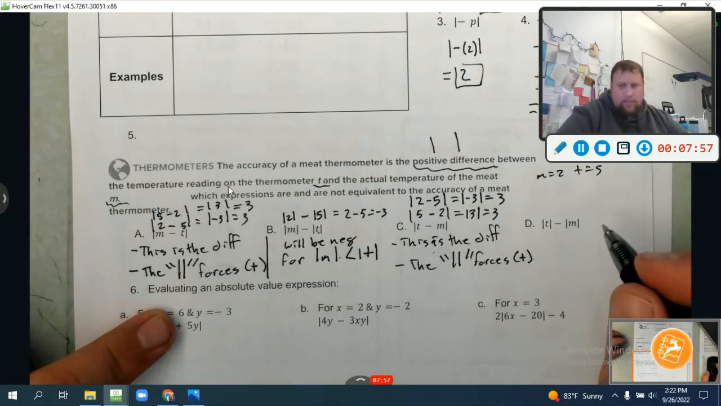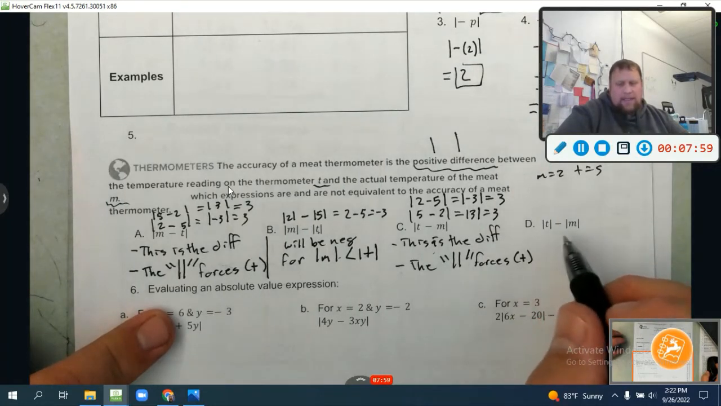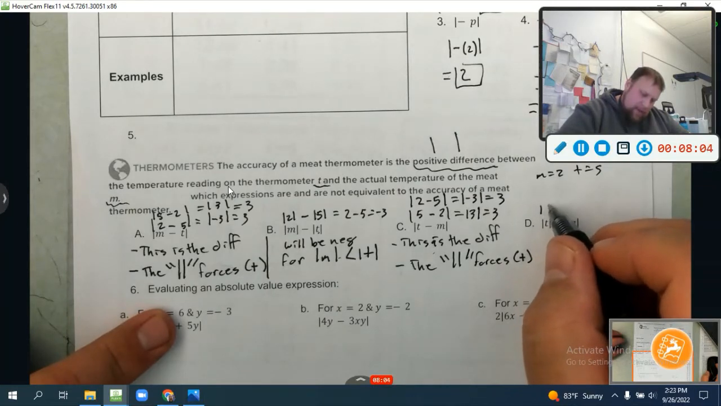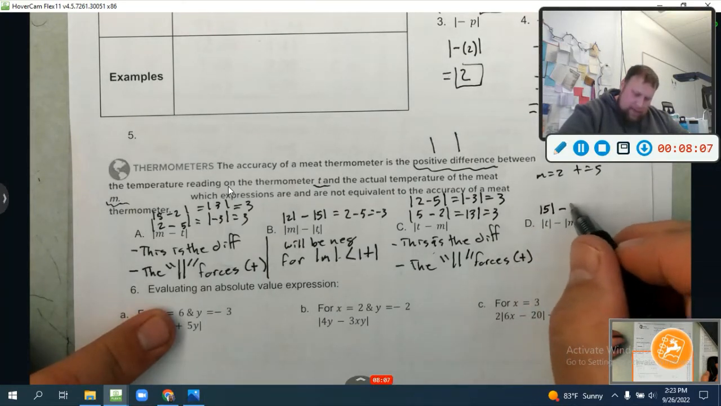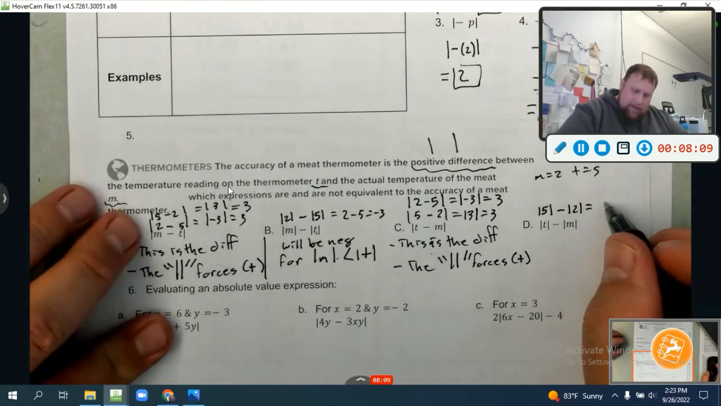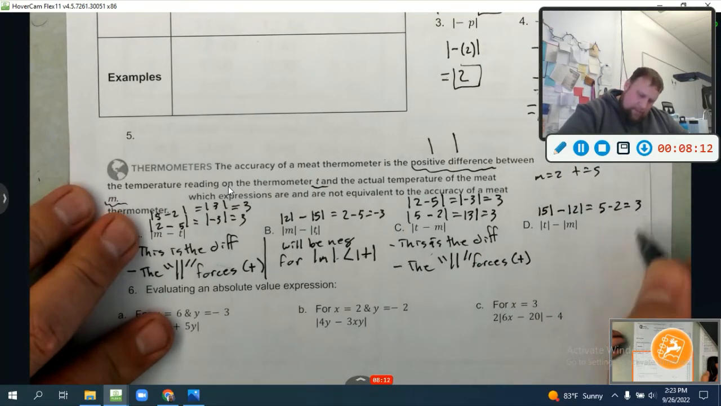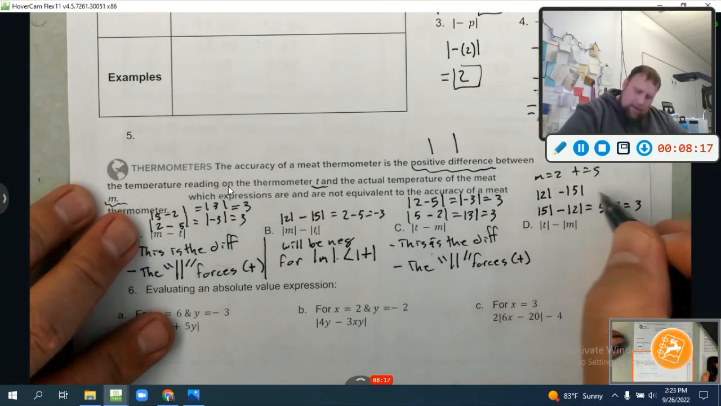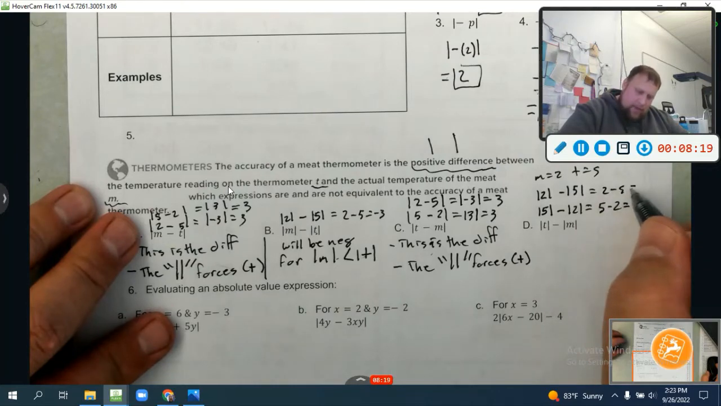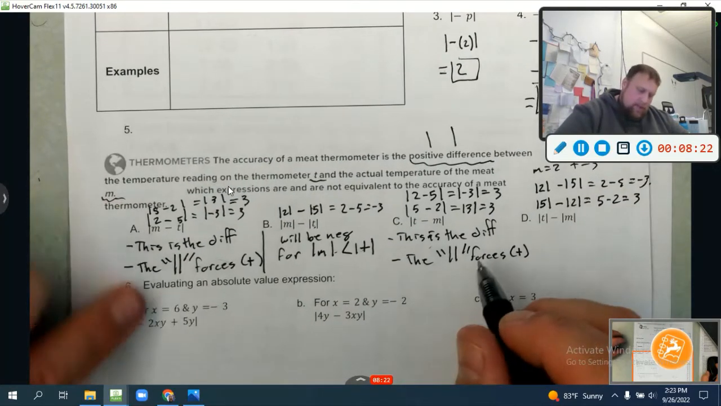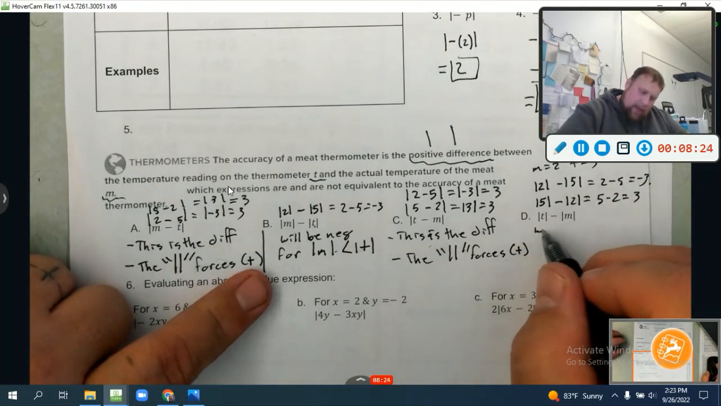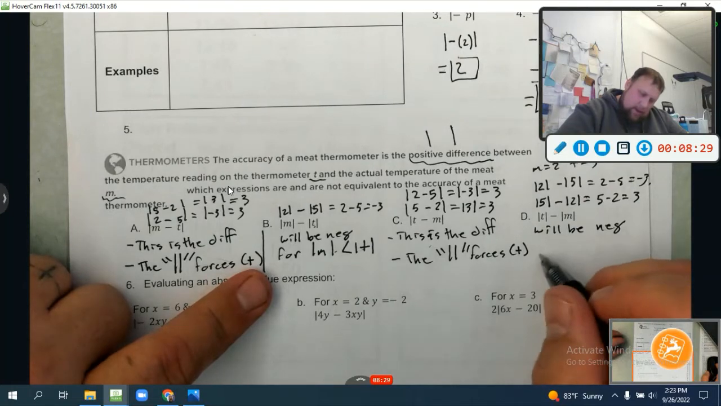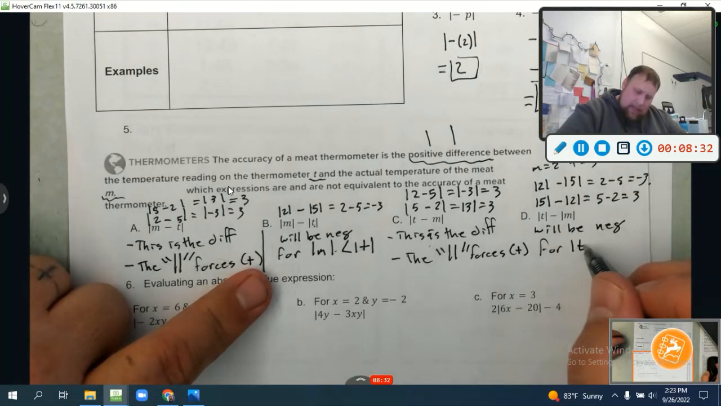I bet you guys can guess a similar thing's going to happen here. Let's set it up. So we've got absolute value of t is 5. Absolute value of 5 minus the absolute value of 2, which ends up being 5 minus 2 is 3. What if we switch that order? Absolute value 2 minus absolute value 5. Now we have another 2 minus 5, which is negative 3. So this one is very similar to b, except for one thing. It will be negative for absolute t being less than m this time, absolute m.